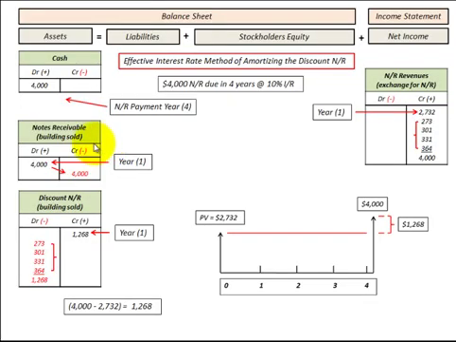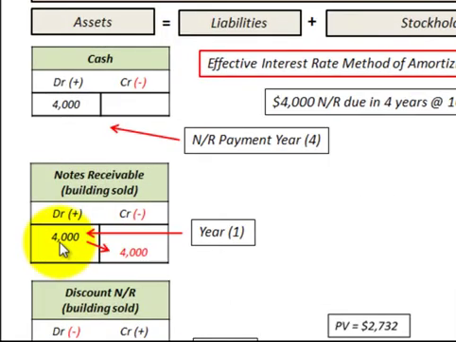All right, let's look at how we would record this notes receivable, which is an asset on our balance sheet. At the beginning of the 1st year, we had a $4,000 debit entry to notes receivable, or we increased it by $4,000. And then at the end of the 4th year we receive payment on the notes receivable. So we credited notes receivable, reduced it by $4,000, and then we debited our cash, or we increased our cash, for $4,000 for the payment that we received.